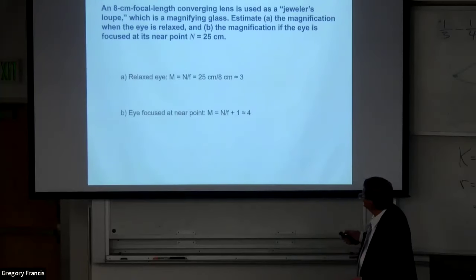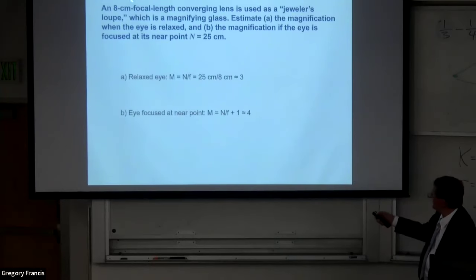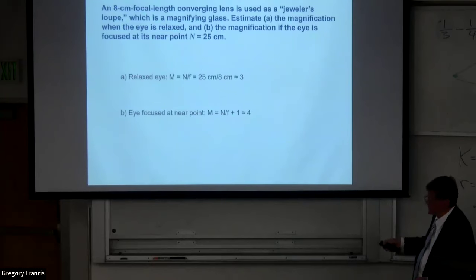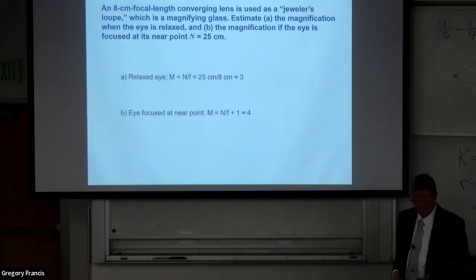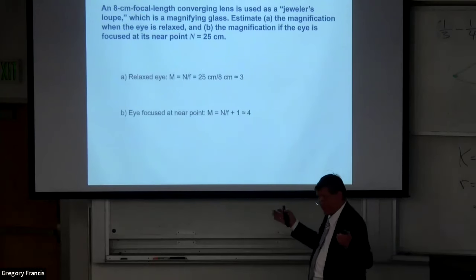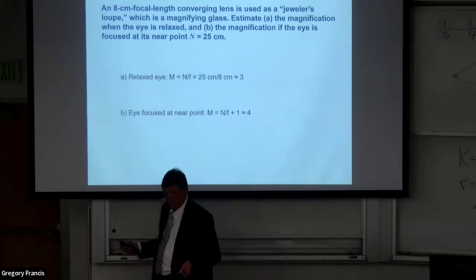So if I look at this example here, where I've got an 8 centimeter focal length converging lens, with a relaxed eye, I get a magnification of 3. If I focus at the near point, I get a magnification of 4. I think we've had enough for the day, right? Our brains are full.